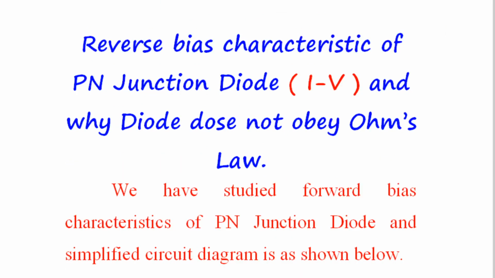Students, today we are going to cover the topic called reverse bias characteristics of PN junction diode, which is also called current versus voltage characteristics. And one more topic which we are going to cover, because it is related to the very basics of 10th standard and 12th standard: why does a diode not obey Ohm's law?